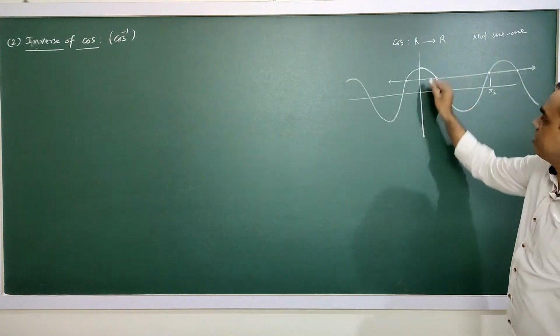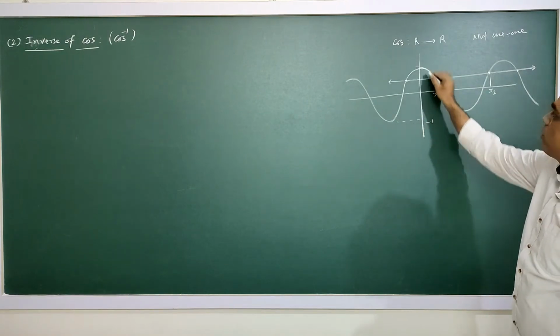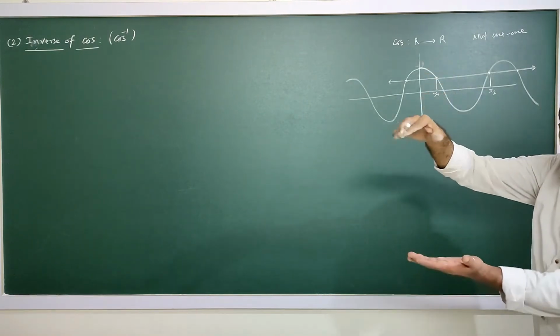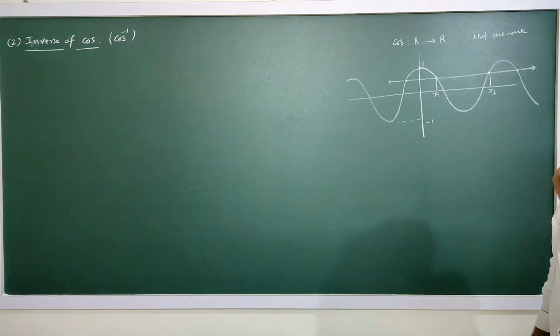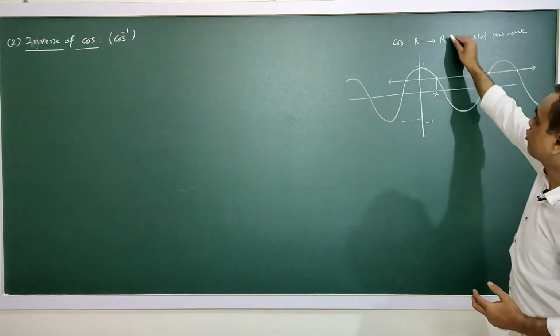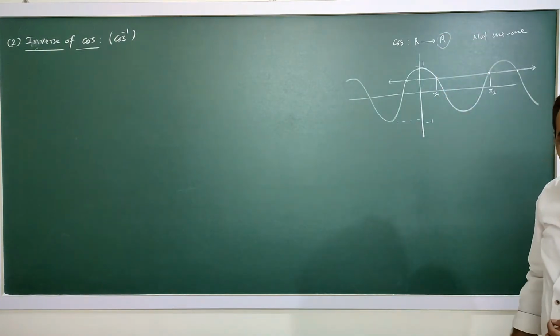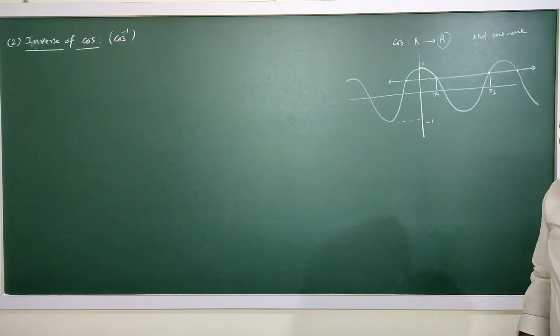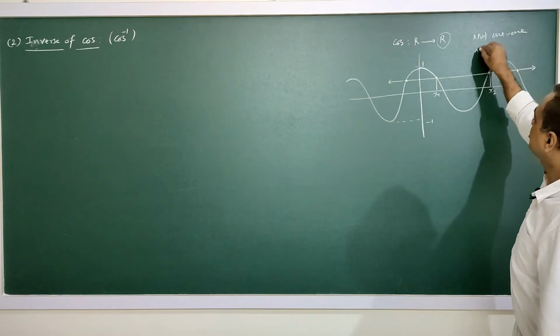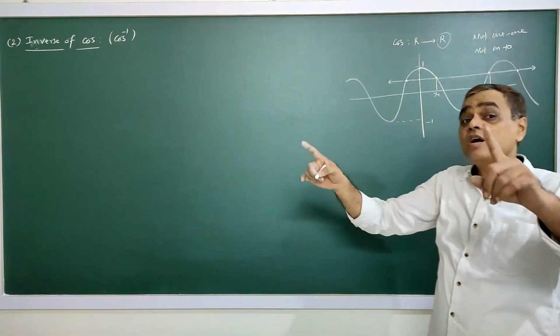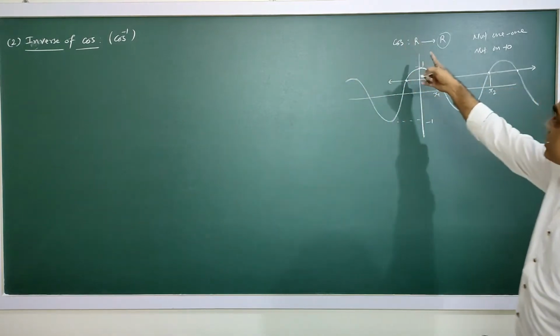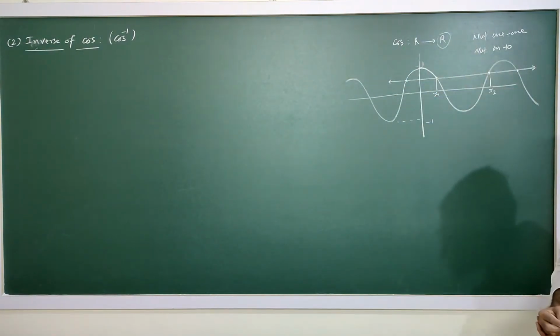Its range is minus 1 to 1. Values are oscillating between minus 1 and 1. So the range is the closed interval minus 1 to 1, while the codomain is R. So range is not equal to codomain. So this function is not onto. The function is neither 1, 1 nor onto. So its inverse does not exist.